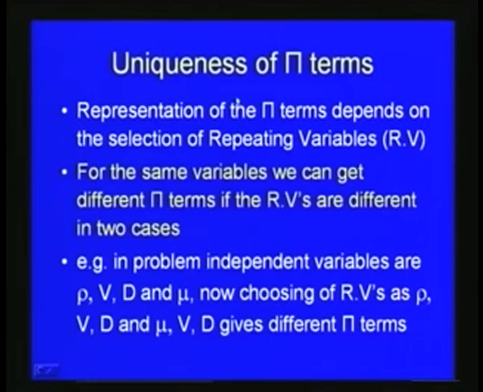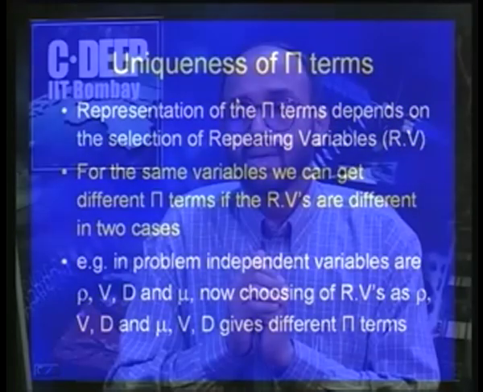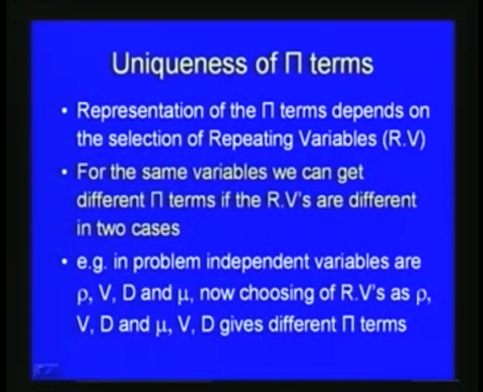The next point is the uniqueness of pi terms. We have seen in the Buckingham pi theorem analysis that each pi term depends upon the selection of the repeating variables. There are certain repeating variables, and the pi terms depend upon which variables are chosen as repeating variables. For the same variables we can get different pi terms if the repeating variables are different in two cases. So for example, if in two cases the repeating variables are different, then the same variable can get different pi terms.